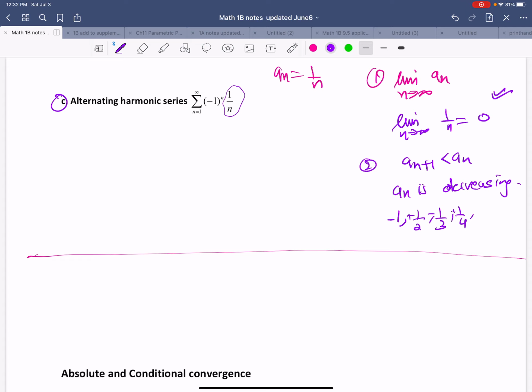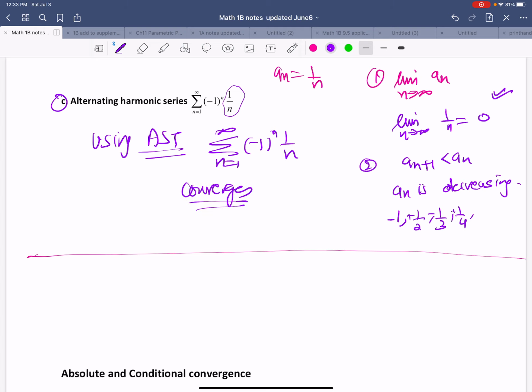So using AST, the alternating series test, we can say the summation from n equals 1 to infinity of negative 1 to the power n times 1 over n, the alternating harmonic series, converges. The alternating harmonic series converges. Now, we saw earlier that the harmonic series in itself diverges. The summation from n equals 1 to infinity of 1 over n is divergent, and we can easily prove this. The harmonic series is divergent, but the alternating harmonic series is convergent.